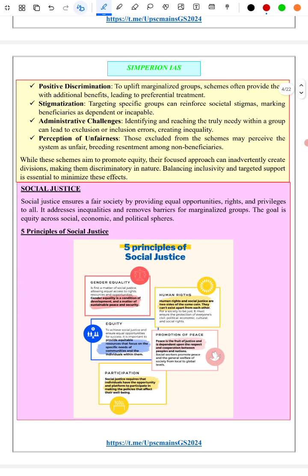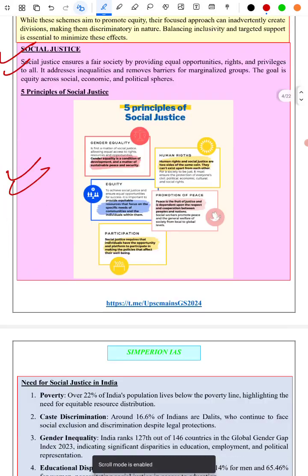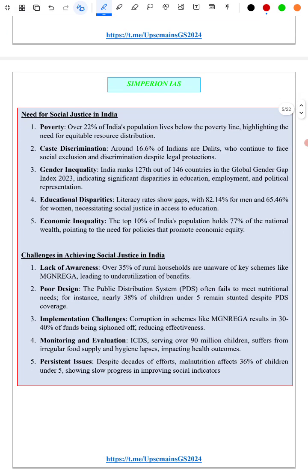Again we have covered another important topic, social justice. We have covered a definition of social justice and also 5 principles of social justice. Next, we have covered what is the need of social justice in India, with 5 topics. Next, challenges in achieving social justice in India. What are the challenges in achieving social justice?